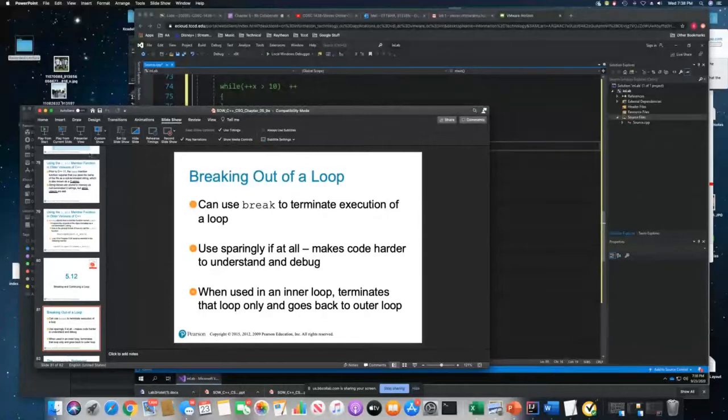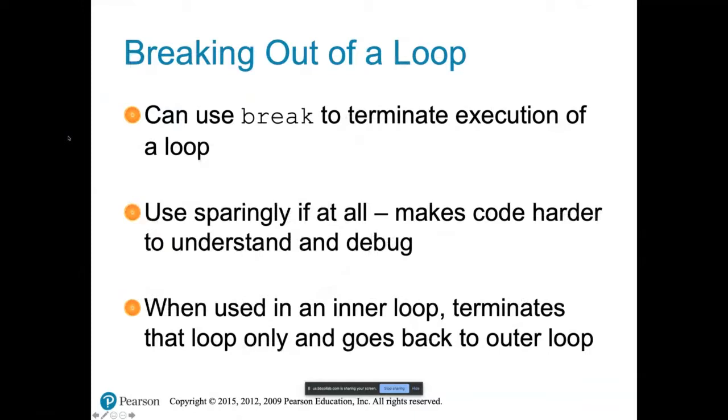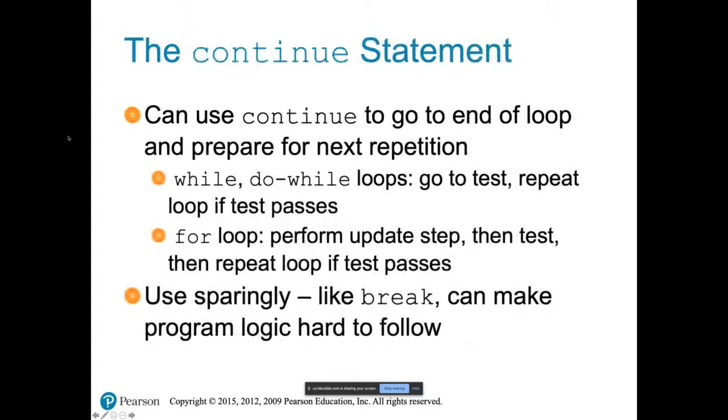And that's what they're going to show right here. Play from the current slide. Can use a break to terminate the execution of a loop. I wanted to show you what it looks like in code so you can see it. Use sparingly, if at all, makes code harder to read. That way you have one way in, two ways out of your loop, which is sometimes bad. I'm going to say sometimes, it depends on the performance and what you wanted to do. When using an inner loop, it terminates that loop only and goes back to the outer loop. So if you're in the inner loop, it only breaks the loop that you're in. It doesn't break it out.